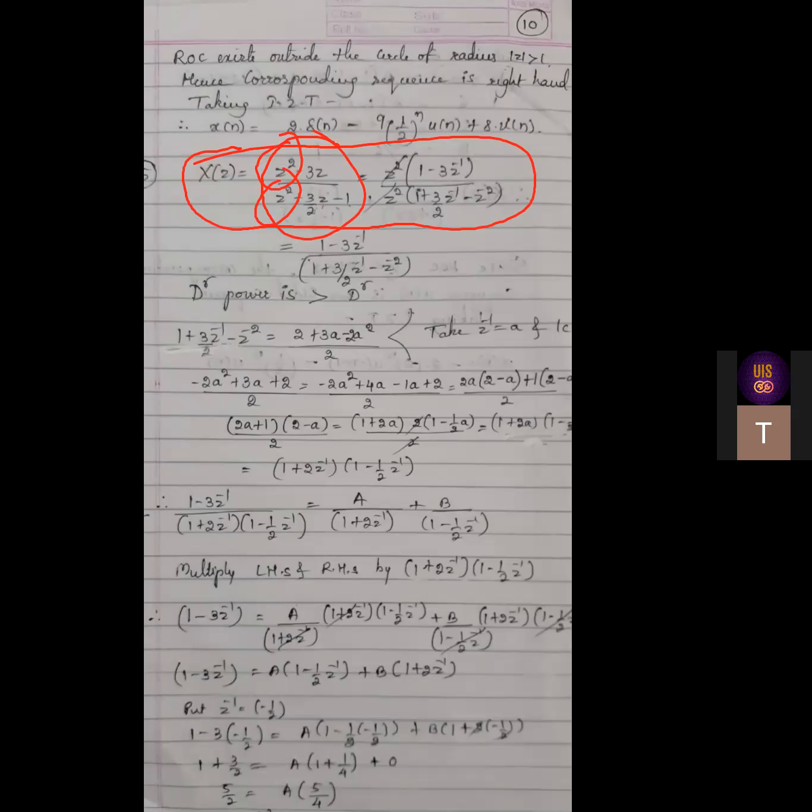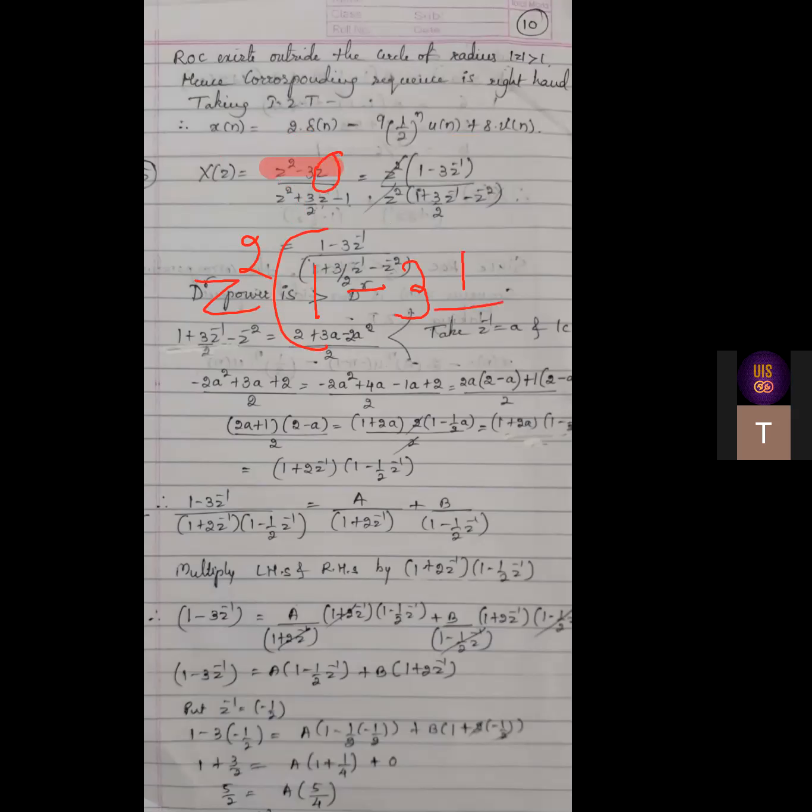So rather than going directly to that, can we try making them unequal somehow? Let's see. Take z raised to 2 common in both numerator and denominator. In the numerator, with z raised to 2 common, you are left with 1 minus 3 by z, because z square is common and there is only a z term here. If you multiply these two, z square by z, you will get z back. So the numerator is 1 minus 3 divided by z.